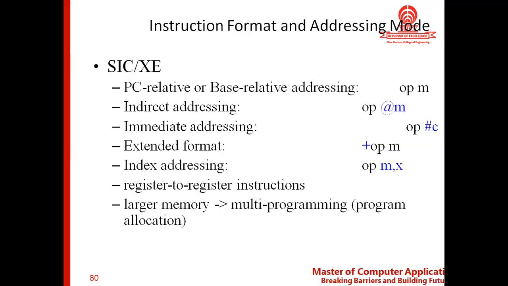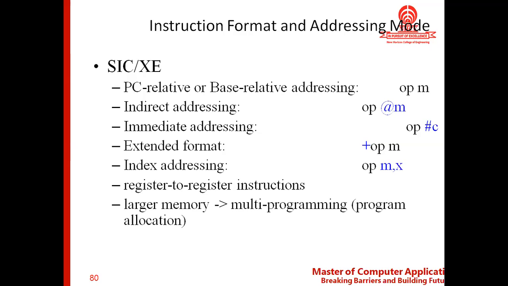If the instruction has the opcode followed by the @ symbol and then the memory address, it represents indirect addressing. Whenever you see the @ symbol, it represents indirect addressing. And the hash symbol followed by C, which is a constant: opcode hash C is immediate addressing. An opcode with the plus symbol represents the extended format. And opcode followed by memory, comma X, follows index addressing. Apart from that, we have the register to register instructions.